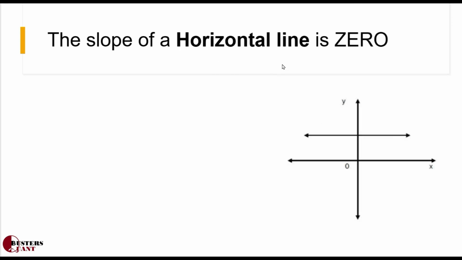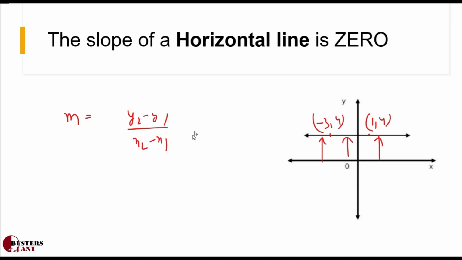Slope of a horizontal line is 0. For example, in a horizontal line, the distance from the x-axis is constant, like this. So if one point is minus 3 comma 4 and this point is 1 comma 4, the slope is equal to y2 minus y1 upon x2 minus x1. So it will be 4 minus 4 upon minus 3 minus 1. This is equal to 0. So slope will be 0 for a horizontal line.